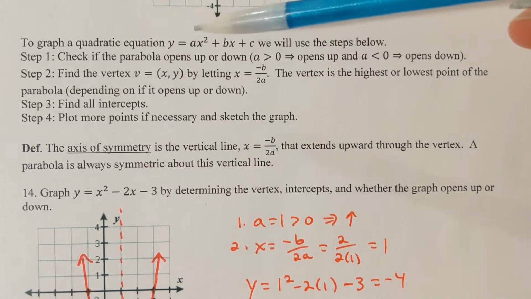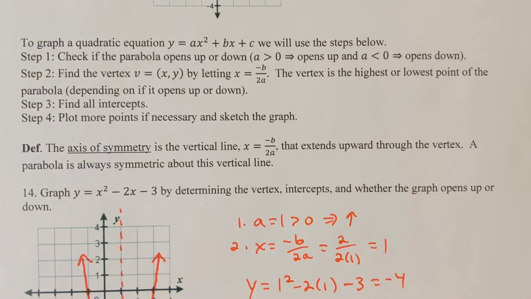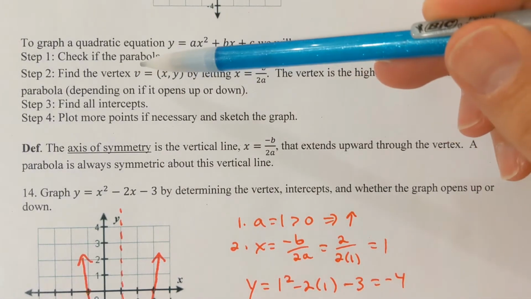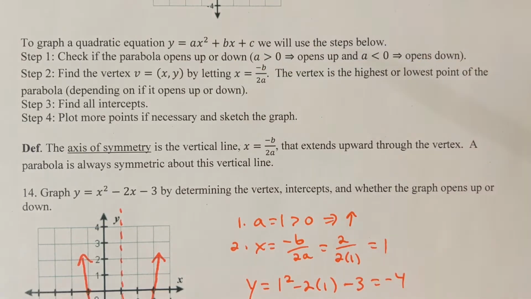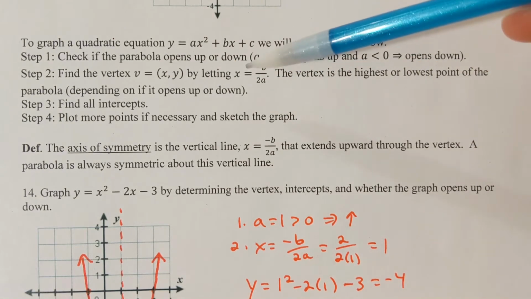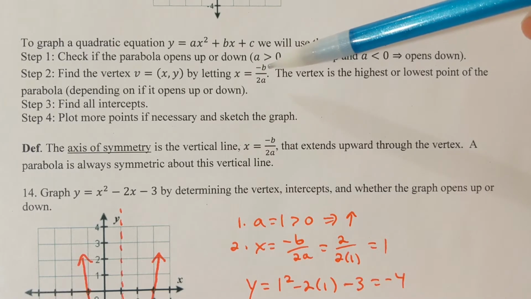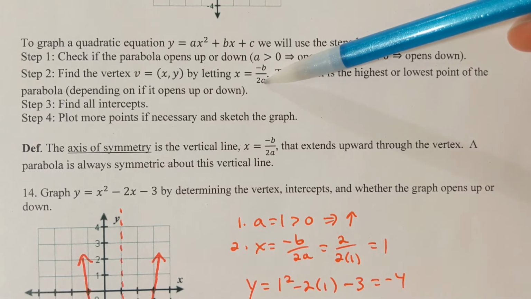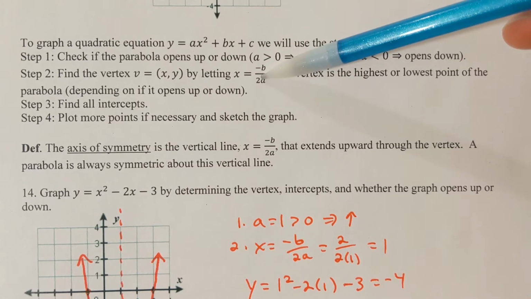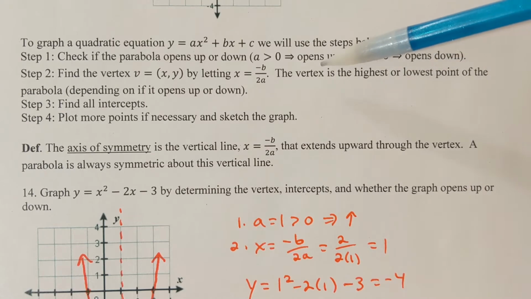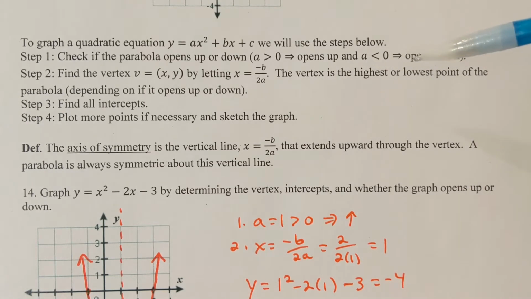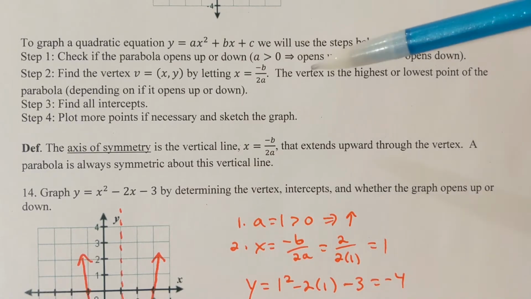Step 2 is we're going to find the vertex. The vertex we're going to call point V, and point V is going to have coordinates x, y. To get x, we need to compute negative b over 2a. Once we have that number for x, we're then going to plug that number in to get our y value. The vertex is either the highest or the lowest point of the parabola, depending on if it's opening up or down.